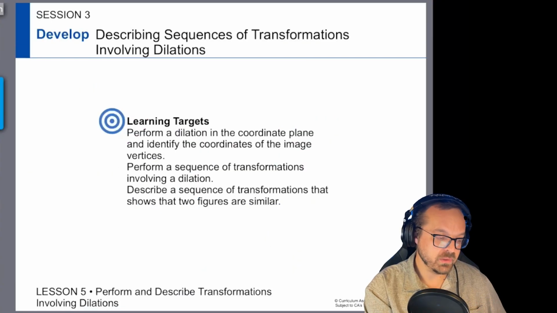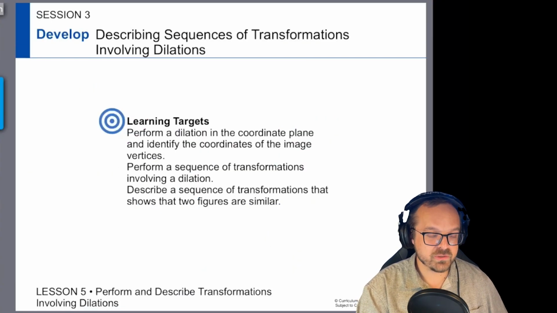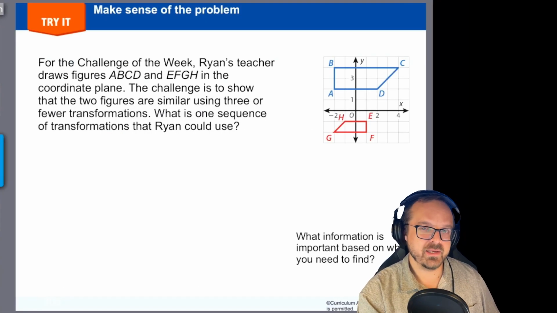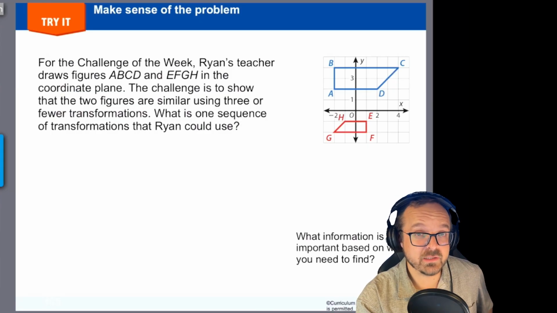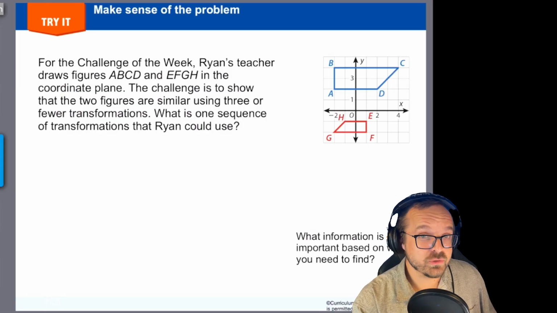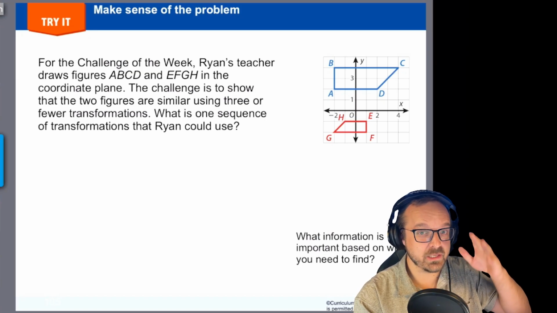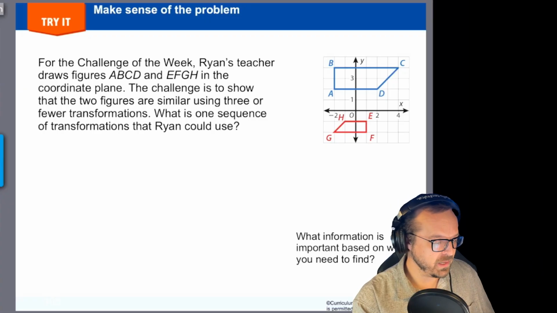So we're going to continue. We're going to be describing sequences of transformations involving dilations now through each of these problems. And each time I hit a new slide, I'm going to look at you and say, I want you to try it, because we've progressed through this, right? This is session 3 of this whole lesson 5. So we should be able to get somewhere on these by ourselves.